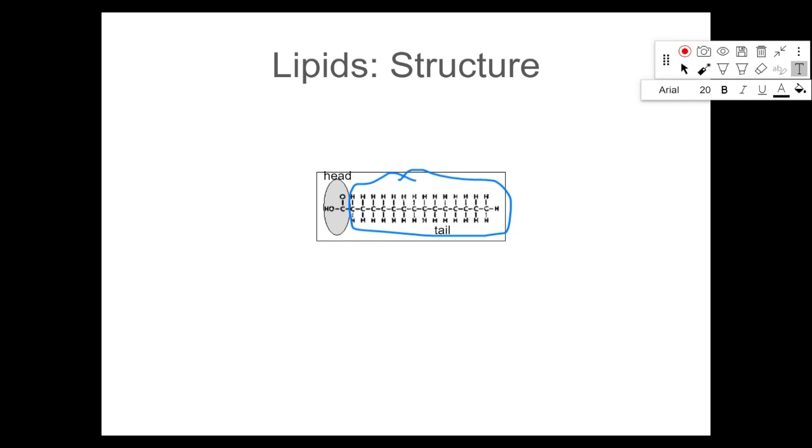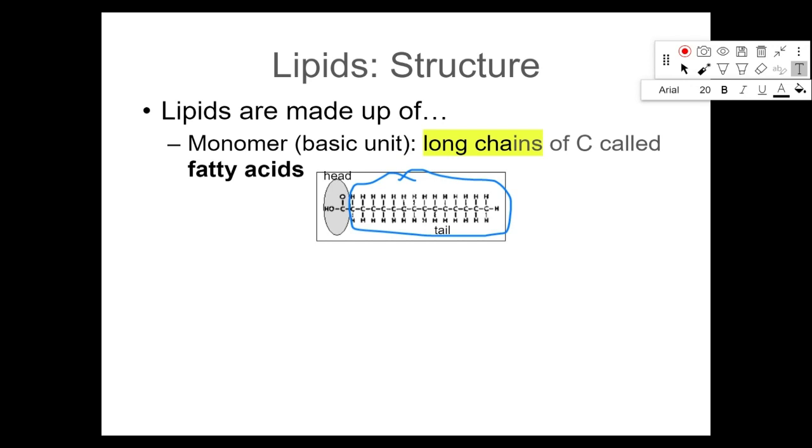There are a few properties about the heads and the tails that are important, and we'll talk about that in a second. And so monomers are the basic units, right? Mono, one. Long chains of carbons called fatty acid tails, right? So here you see the C, C, C, C, C, C, all the way across. Those are the carbons, and then the H's are the hydrogens, right? We'll see why the property of the head is special and the property of the tails are special in a little bit. And the polymer, again, just a chain of monomers, these are the lipids themselves.